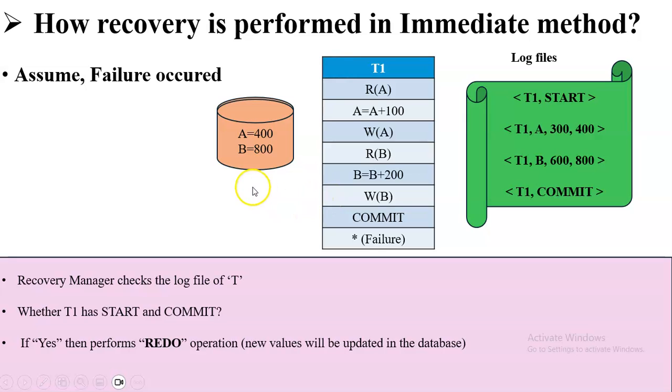So those are updated. Even if they are already there in the database, it will overwrite them again, because the recovery manager only looks at the log file. It does not have access to the database. It will check which are the new values, 400 and 800, get those values and immediately put them into the database. So if the values are already the same, they are overwritten. If not, then we have to update the new values.